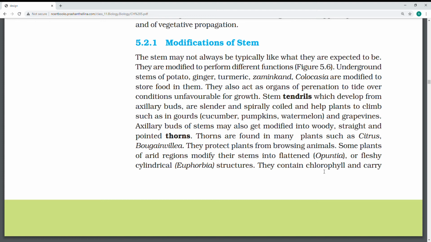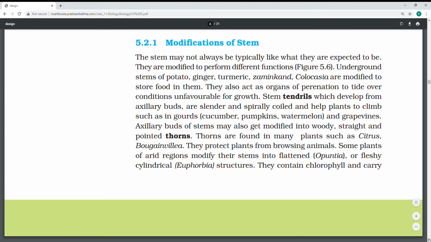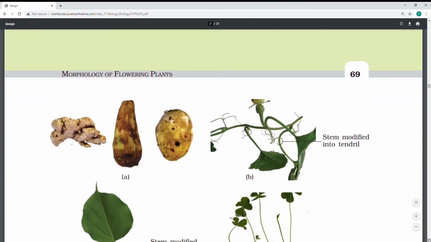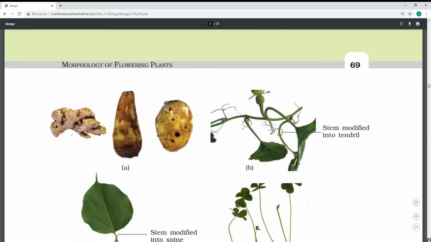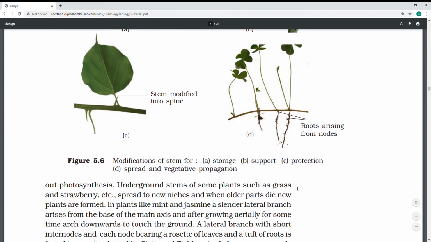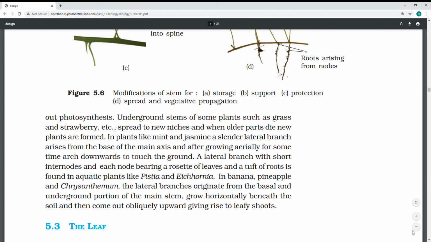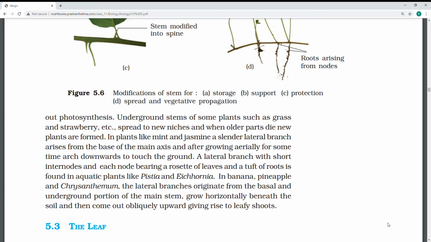So the subaerial stem modification which they have shown here in the diagram is oxalis. See this plant: the types which are subaerial depend on the runner. Oxalis comes under runner because it runs all over the ground. And another one is stolon, which is strawberry; it comes under that.